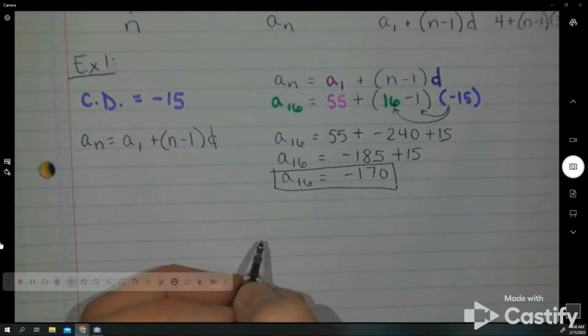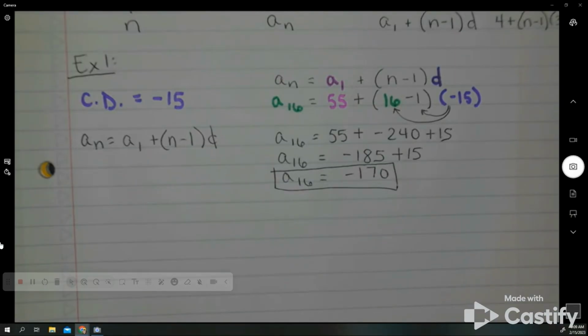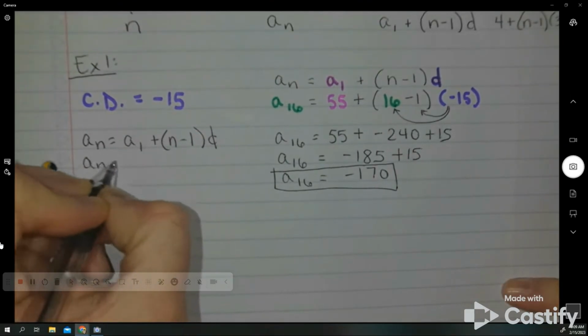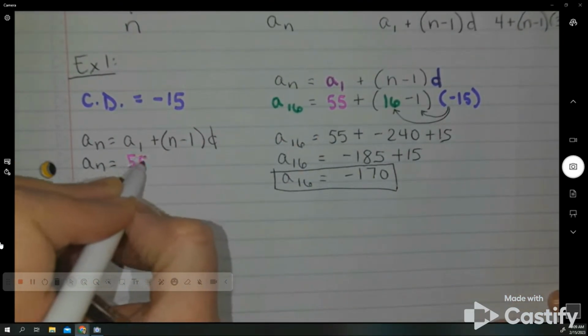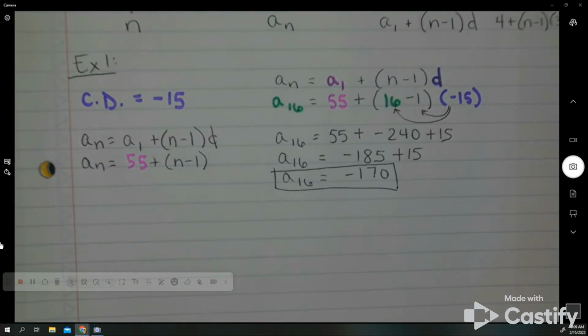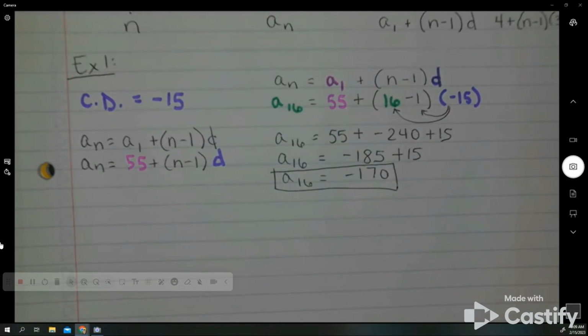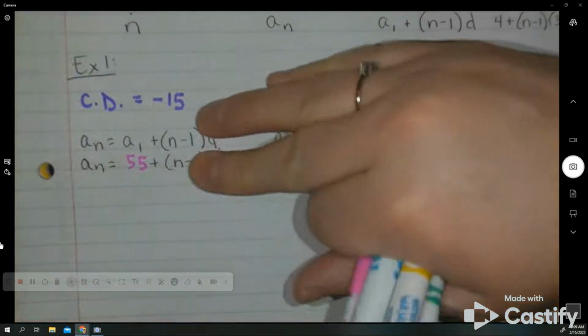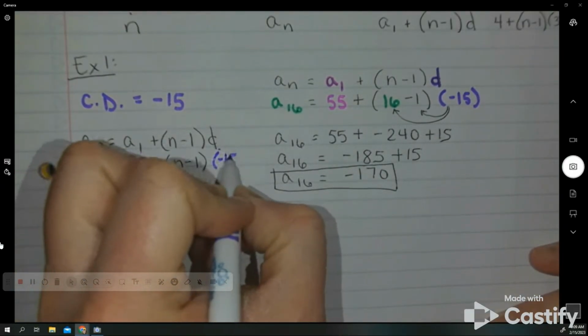So if they want this just in a generic format, using this sequence, and we just want it in terms of n, they don't want us to plug in any numbers just yet, like the 16th term. They just want A of n. We would have A of n equals, we do still need that 55, but for now we're going to leave our n the way it is, because we're going to pretend we don't know what term they want yet. And then we have our d multiplied on the outside here. Oops, I forgot to put the 15. My goodness. Sorry about that. All right, so here's our negative 15.